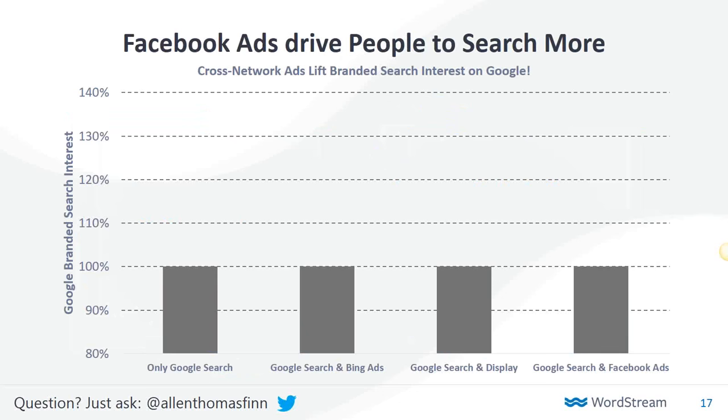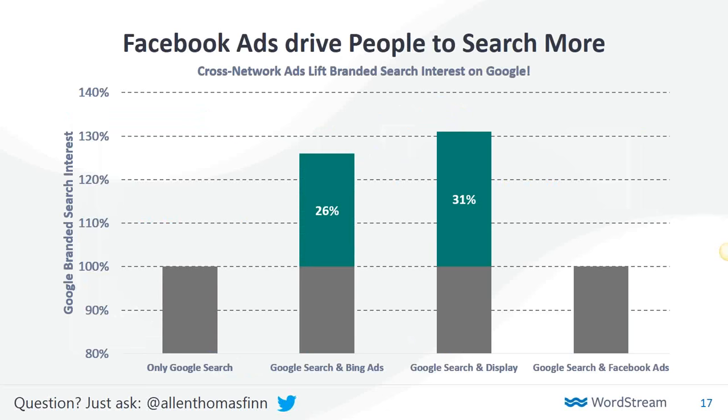And one example of where we see the symbiotic relationship between the two platforms is that Facebook ads can drive people to search more frequently. If we look at the study conducted by WordStream's data scientist Mark Irvine, we can see that people who only use Google search ads see a 26% lift in search interest for their branded terms when they use Bing ads. They see a 31% lift in search interest when they use display ads, and they see a 34% lift in search interest of their branded terms when they pair AdWords and Facebook ads.